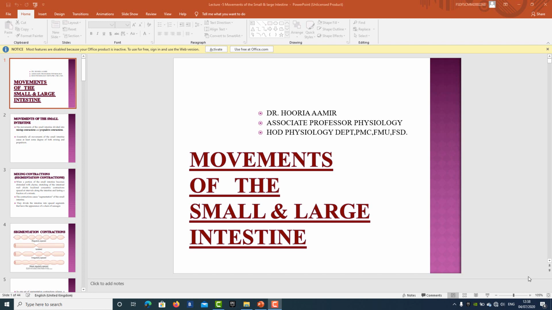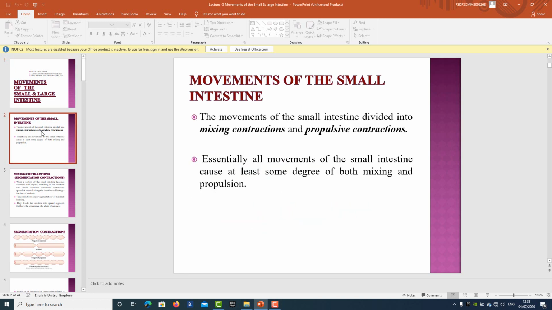And what is that? That is the movements of the small and large intestine. Now we are going to talk about the movements taking place in the small gut first of all. Always keep one thing in mind: there is presence of two types of movements in the small gut, and what are they? They are the mixing contractions and the propulsive contractions.